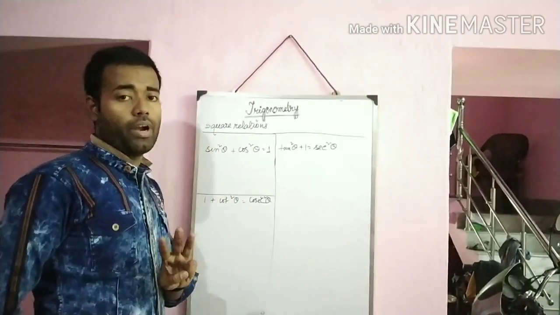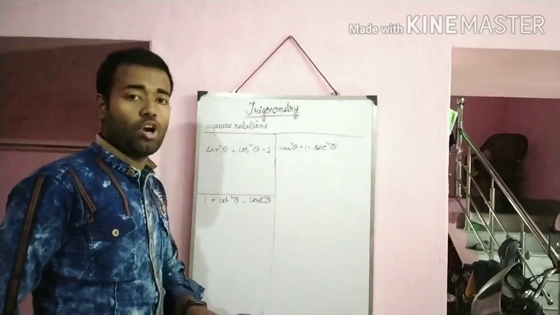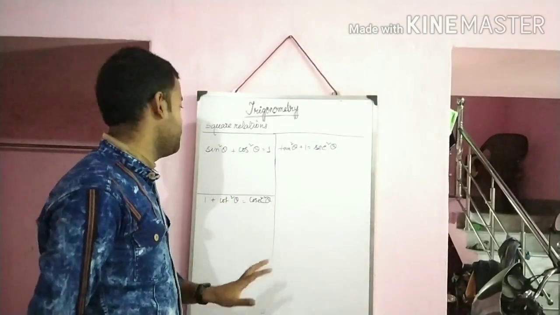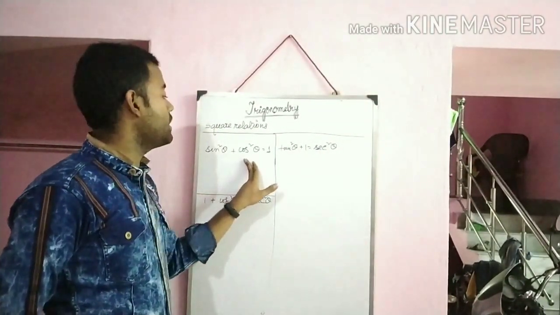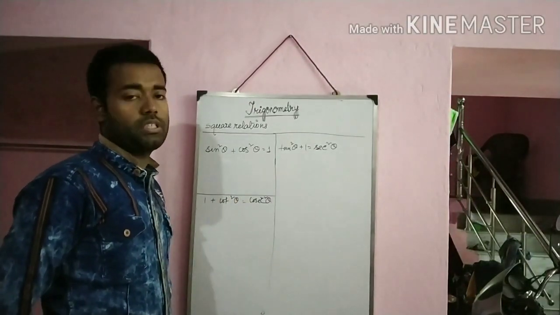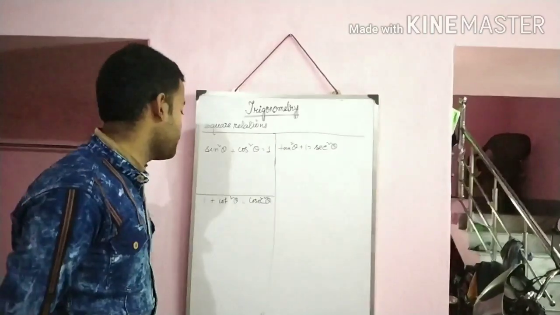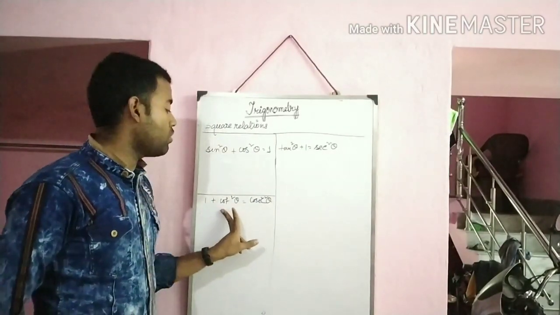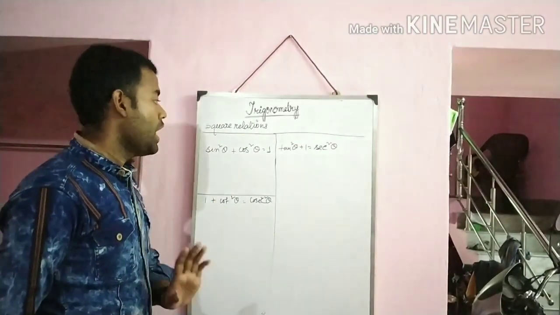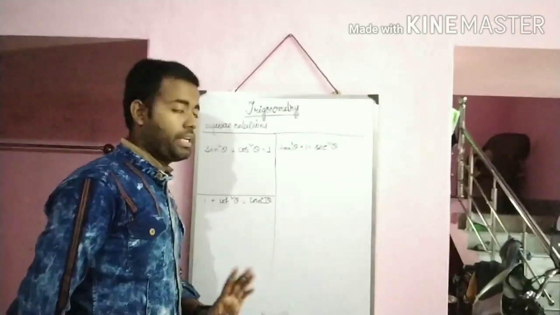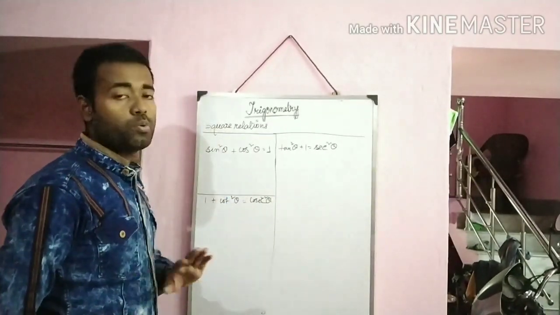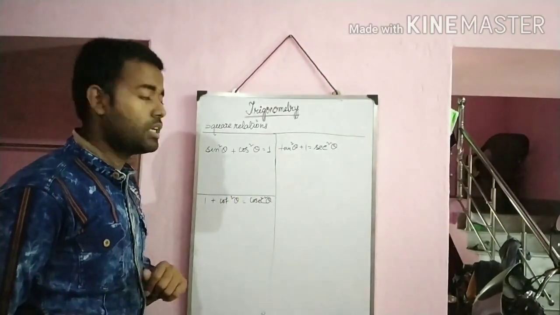Now there are three square relations with the help of which we normally do many trigonometric problems. What is the first relation? It is sin square theta plus cos square theta equal to 1. Then we have tan square theta plus 1 equal to sec square theta, and we have 1 plus cot square theta equal to cosec square theta. You have to learn all these formulas very nicely. Now I will show you the proof, meaning how these formulas come.